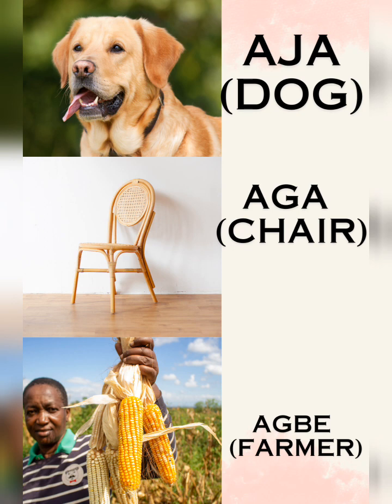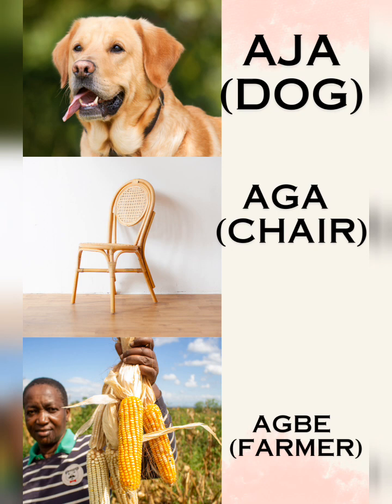So from the first picture, you can see a dog. Okay, so dog in Yoruba, we call it Aja. Aja, and you notice that we pronounce A first. So A for Aja. In fact, the first letter is A, the last letter is A. Aja, dog.